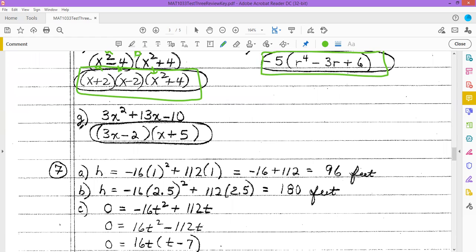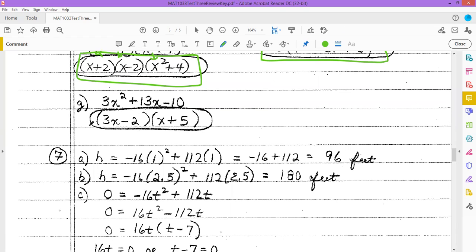Letter G, we have 3x squared plus 13x minus 10. So our 3x squared can be factored using 3x and x. And the minus 10 we factor using minus 2 and positive 5.